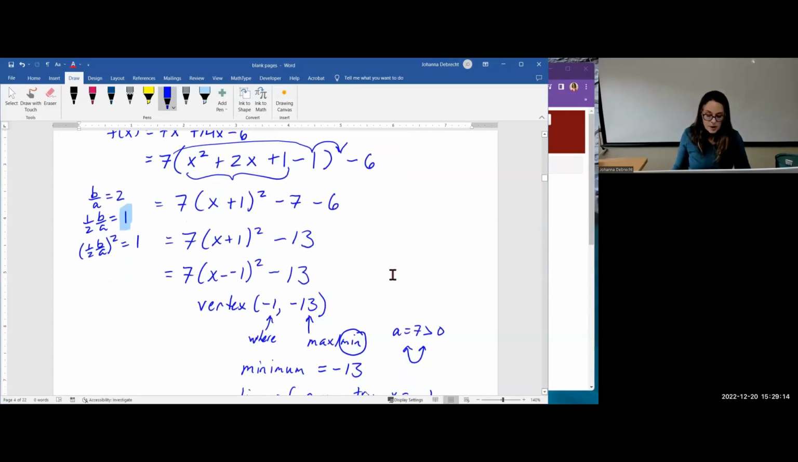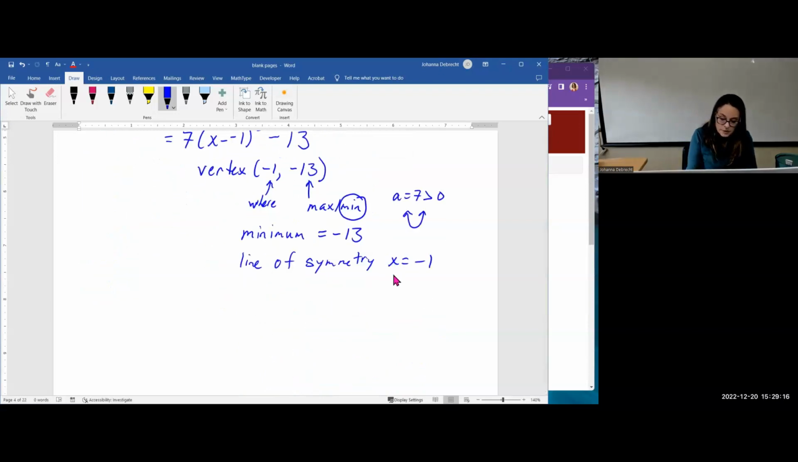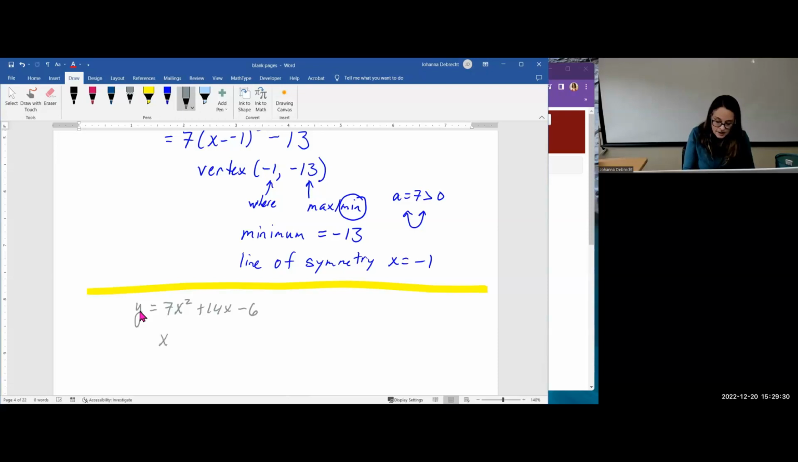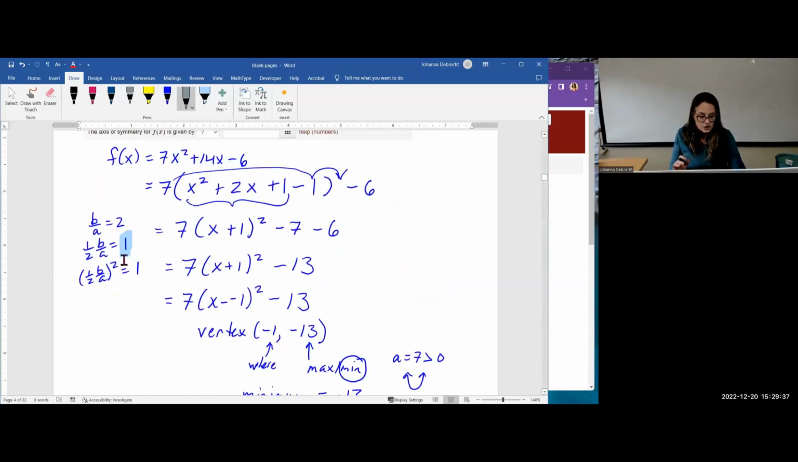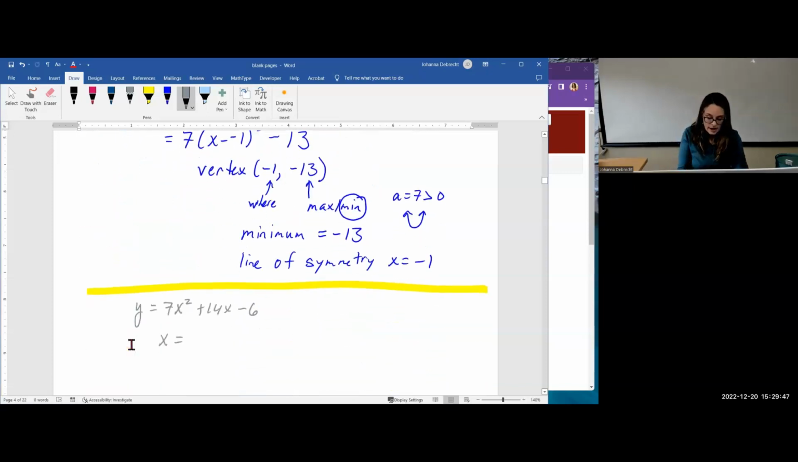So let's rewrite our problem again. I'm going to create a bar here so you don't mistake one section for another, and I'll write in a different color. So we have 7x squared plus 14x minus 6. I said, by looking at what we did with completing the square, that the x-coordinate of the vertex has to actually be this middle part, but the opposite of it. So instead of half of b over a, it's negative half of b over a.